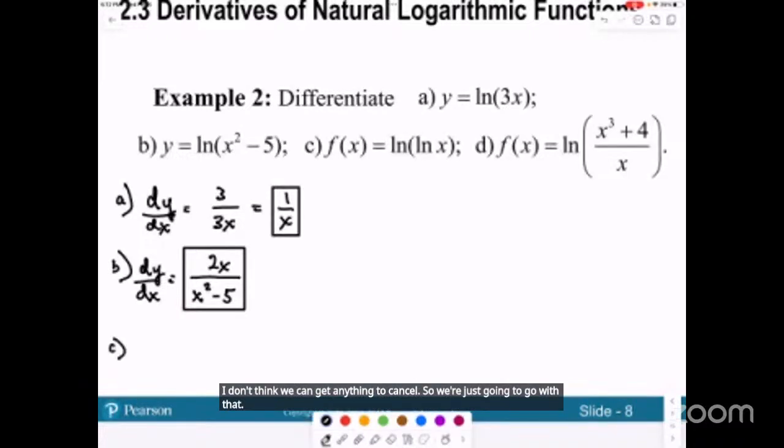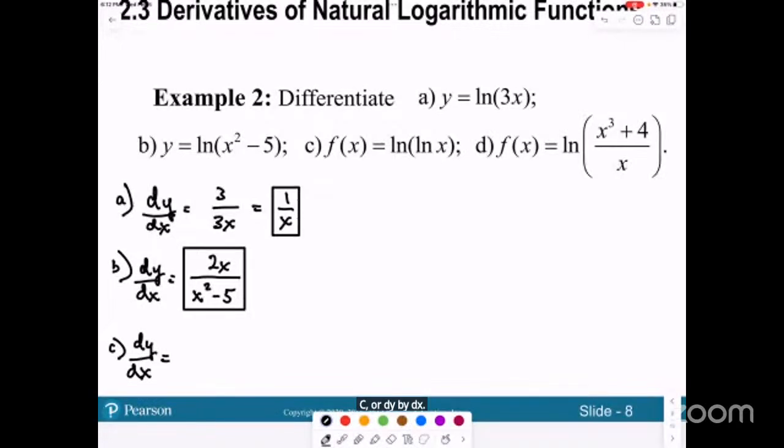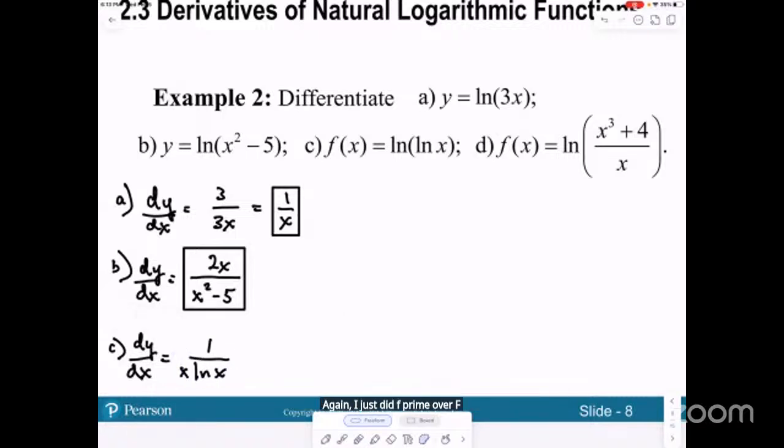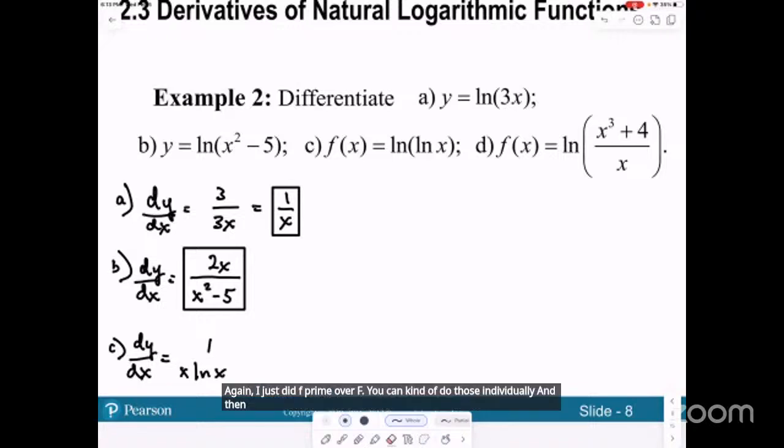C, our dy by dx, so f prime over f. Okay, so our f is natural log of x. The derivative of natural log of x is 1 over x, which simplifies to 1 over x natural log of x. Again, I just did f prime over f. You can do those individually and then just put them together and use your algebra to simplify.